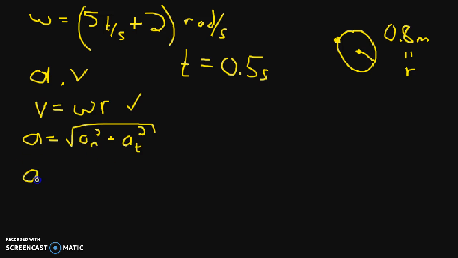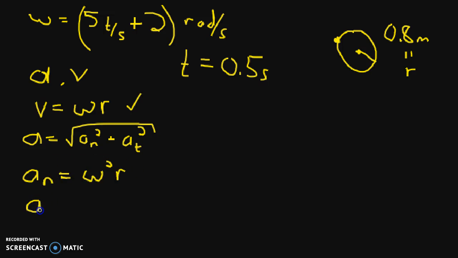So a sub n, the one that you've been dealing with in the past, is v squared over rho. But if you don't know v, which actually we do, but let's pretend that we don't, because we know omega, the other equation is omega squared r. And this is just v squared over rho, where v is plugged in. So you end up with omega squared r squared over rho. The rho cancels on the bottom, and you end up with omega squared r. So this is another equation.